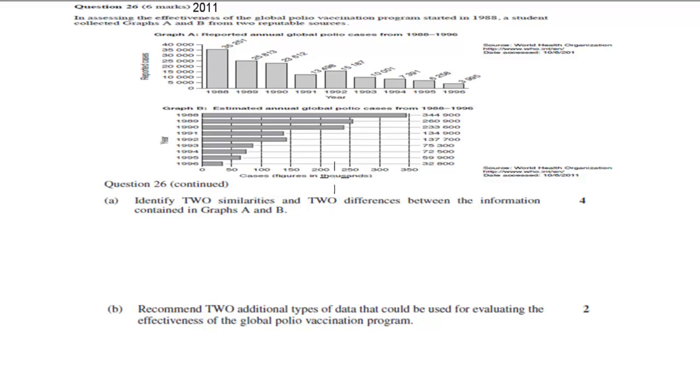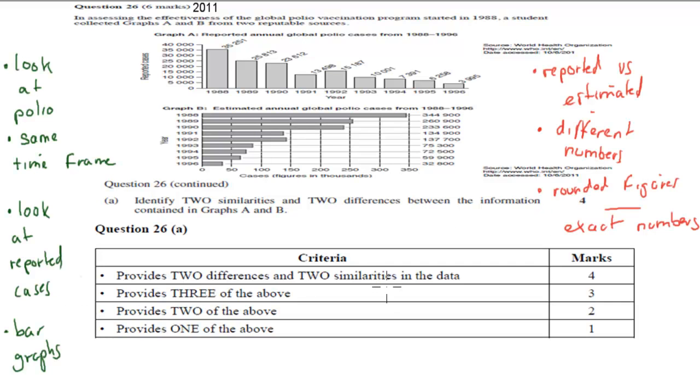Welcome back. To get full marks of 4 out of 4, what you should have written is 2 differences and 2 similarities in the data. If you only provided 3, so either 1 difference and 2 similarities, or 2 similarities and 1 difference, that would have been 3 out of 4, and then 2 would be 2, and so on.